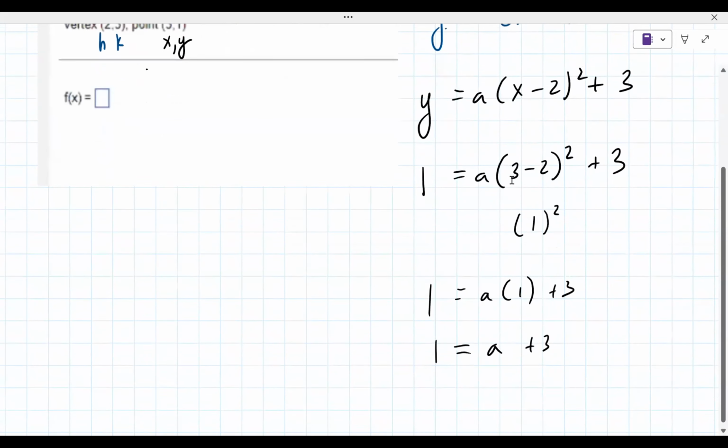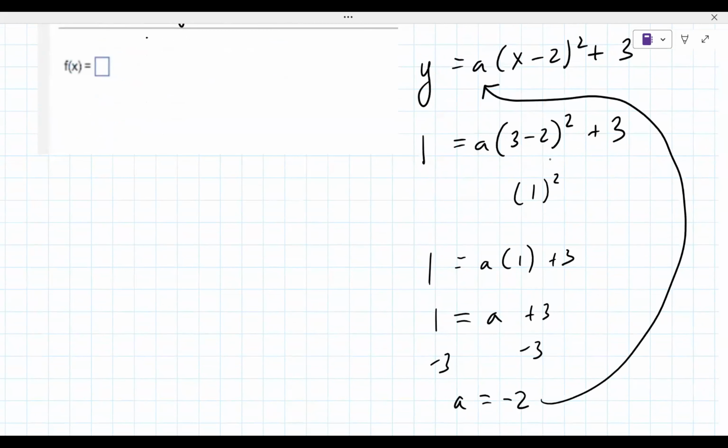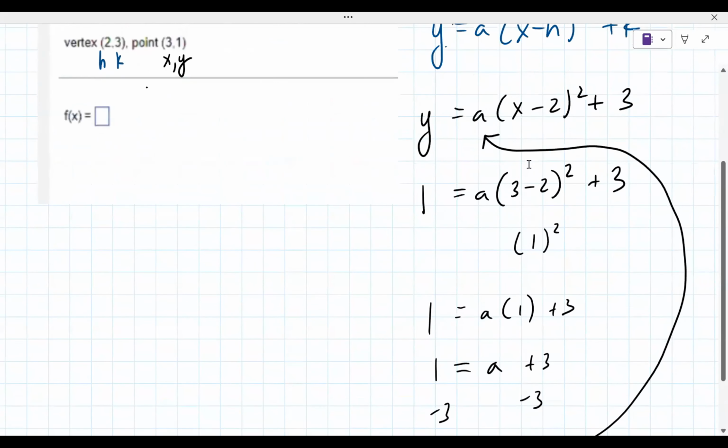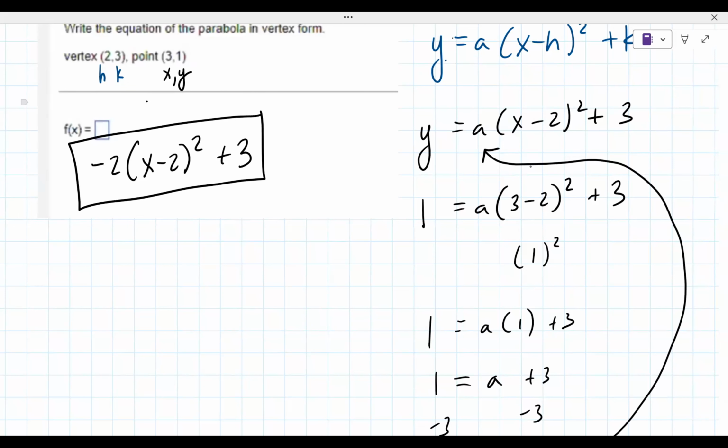So to solve for a, you subtract 3 from both sides, and a equals -2. That's not the answer. That's just the value of a. That goes back into this line right there for a. So you have to find a. So it's -2 times (x minus 2) squared plus 3. That's what goes in the box there.